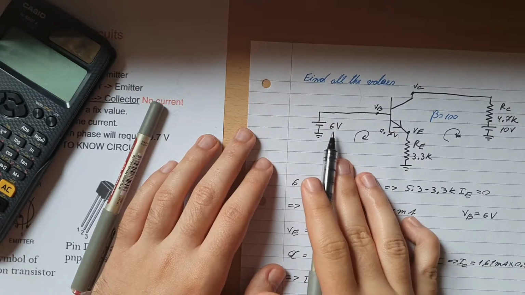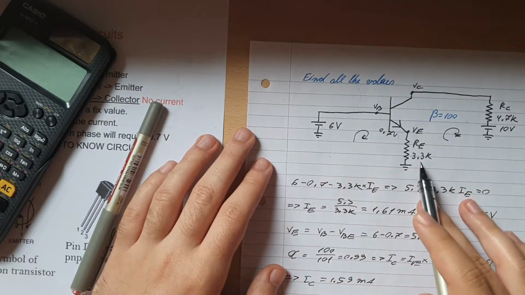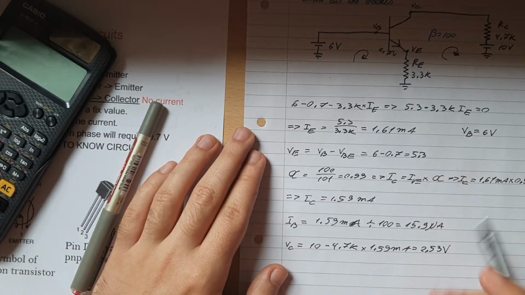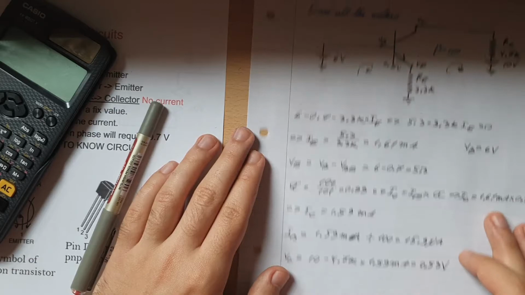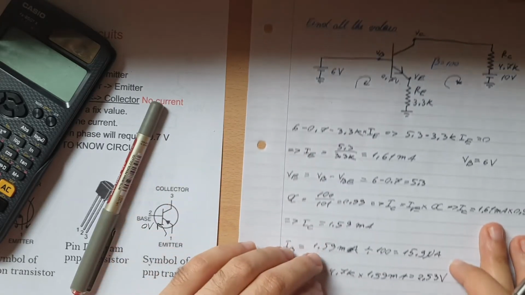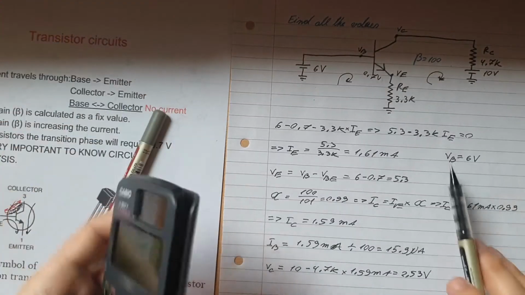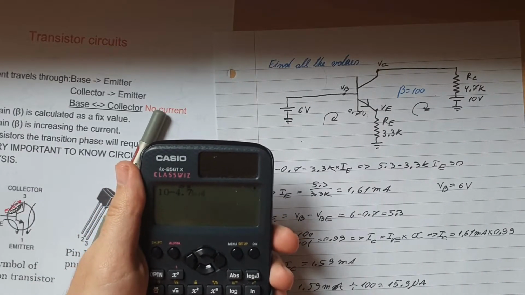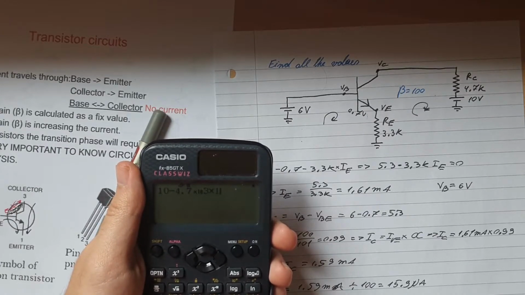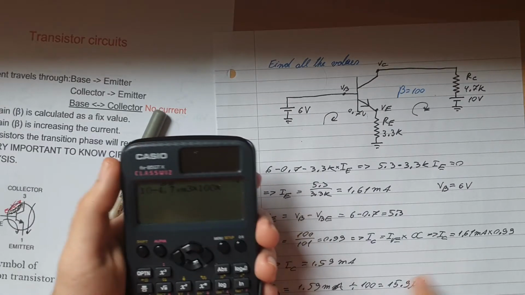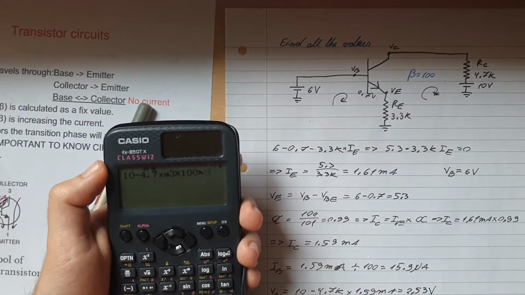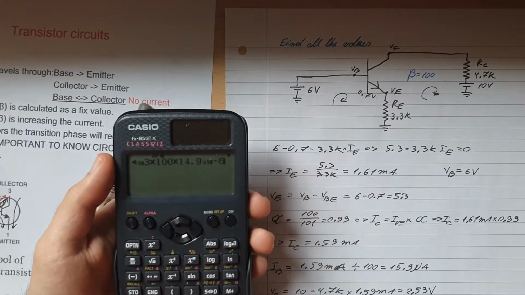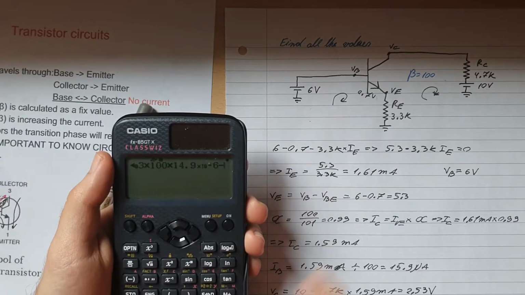Just change the choice here from 6 to something else, or change this one to 5K or 6K and so on, and redo the calculation and see if you get the right answer or not. Again, the way to check if you got the right answer is to just use the calculator. Do 10 minus 4.7K times the 3 multiplied by 100 times 15.9 times 10 to the minus 6. Okay, and then we take this one away.